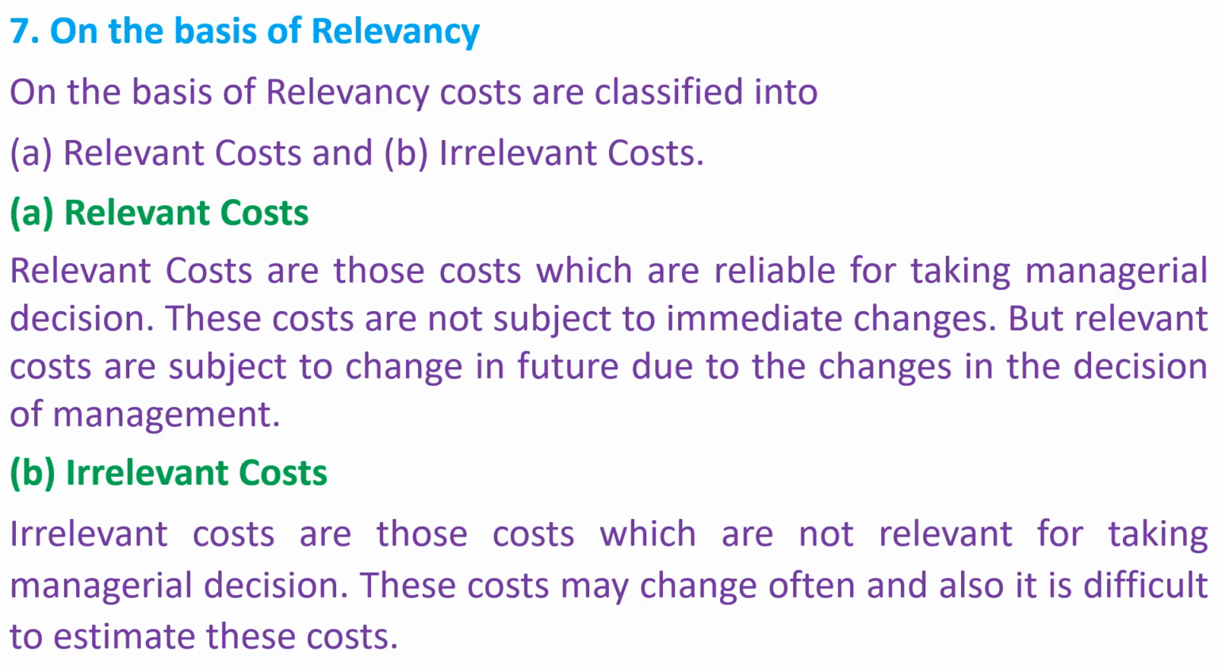7. On the basis of relevancy. On the basis of relevancy, costs are classified into a. Relevant costs and b. Irrelevant costs. A. Relevant costs. Relevant costs are those costs which are reliable for taking managerial decisions. These costs are not subject to immediate changes. But relevant costs are subject to change in future due to the changes in the decision of management. B. Irrelevant costs. Irrelevant costs are those costs which are not relevant for taking managerial decisions. These costs may change often and also it is difficult to estimate these costs.